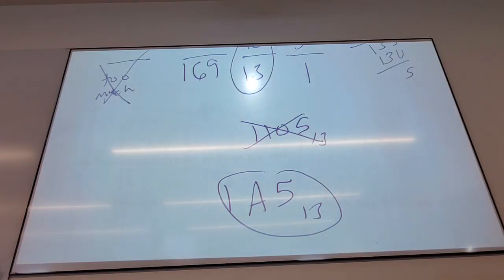What's the largest single digit in base 13? 12. And what would it look like in base 13? C. So A is 10, B is 11, C is 12. Good.